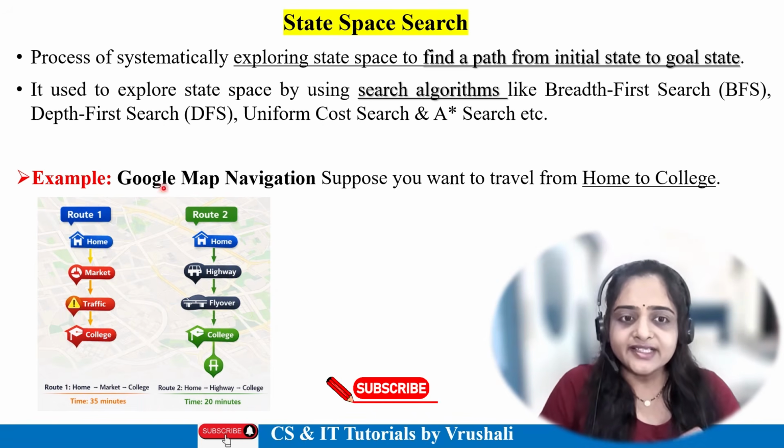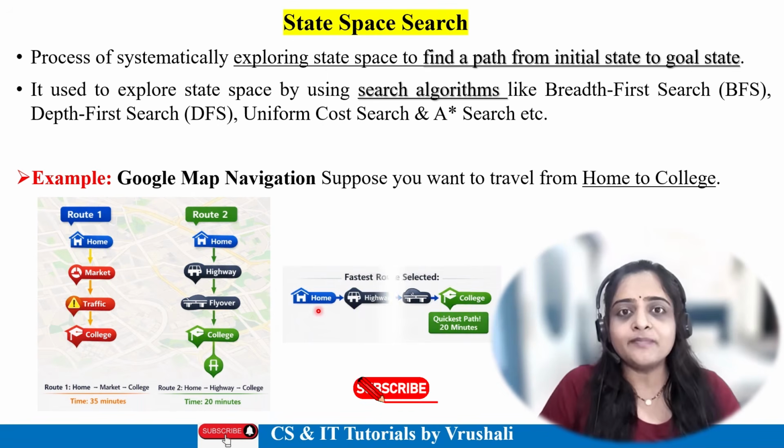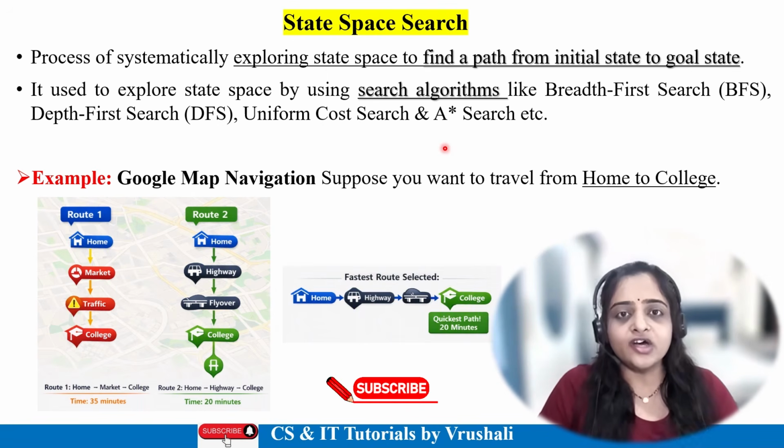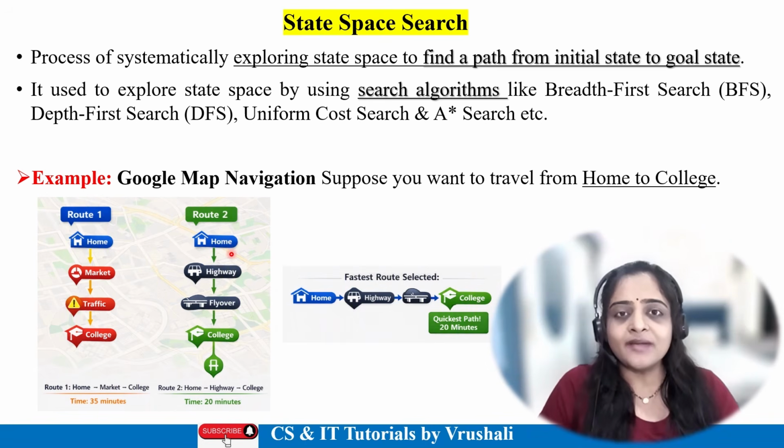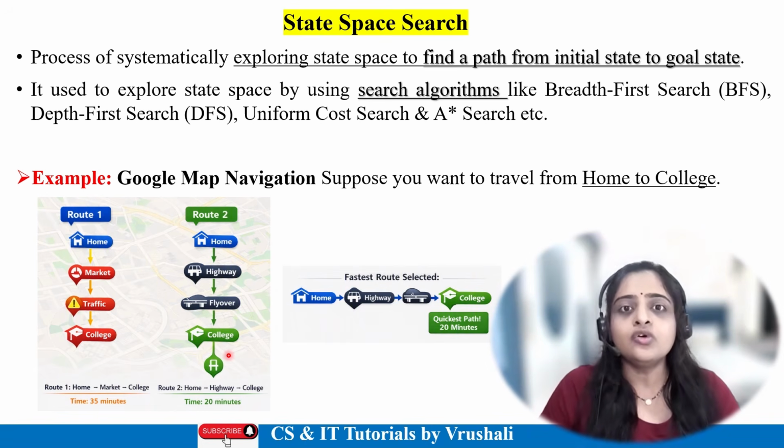For finding this, Google Maps uses these searching strategies or algorithms and finds the best path. Which route requires the minimum time? That is route 2, right? So the Google Maps agent shows route 2 to the user. This thing is called state space search.